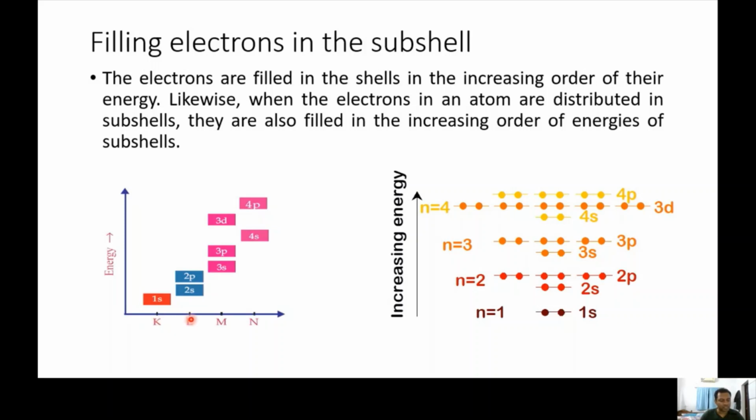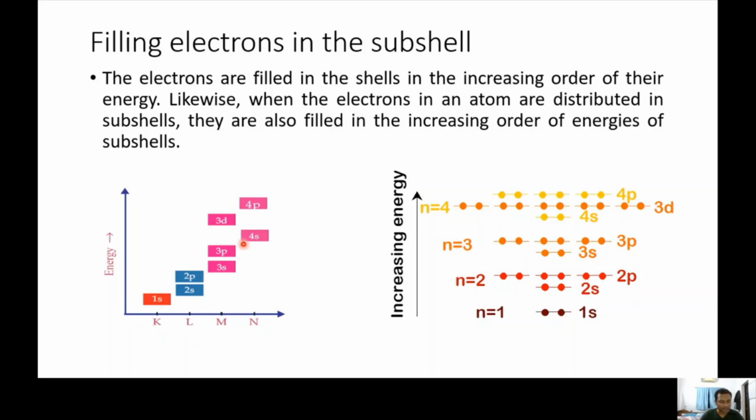K will fill first, then L, then M, then N. Inside K, only s is there, represented by 1s. So 1s has the lowest energy. Then in L, 2s will be filled first, then 2p. L is the number 2 shell and M is the number 3 shell. So then comes 3s, 3p and 3d. Then in the N shell, number 4, 4s, 4p, 4d and 4f. 4f is not shown here.